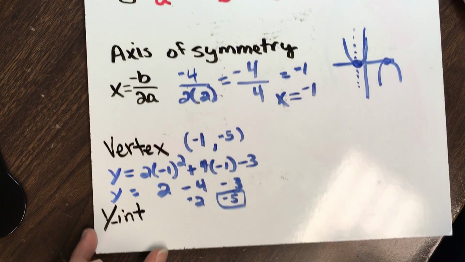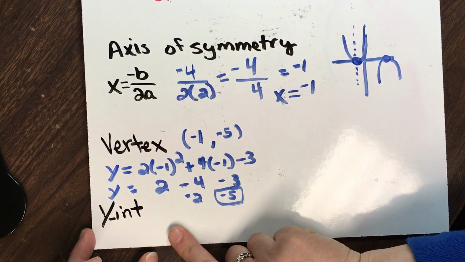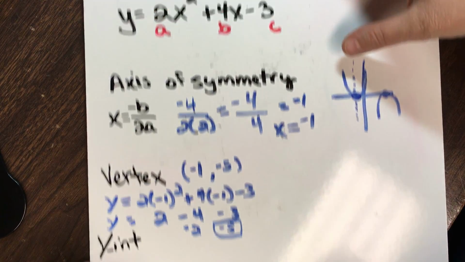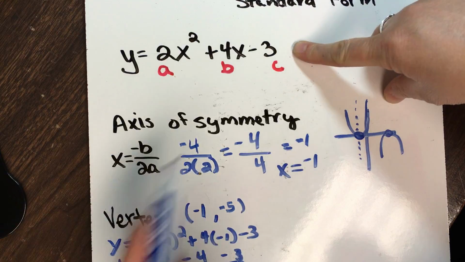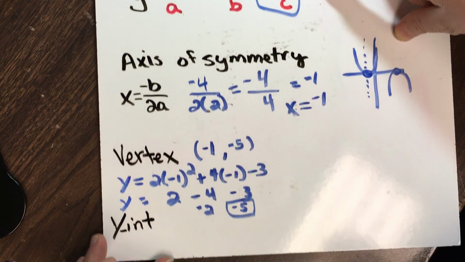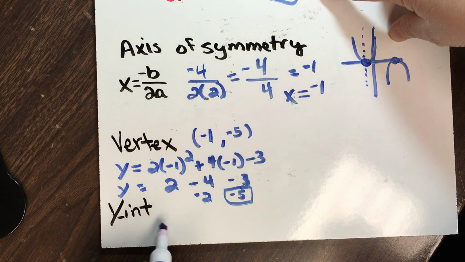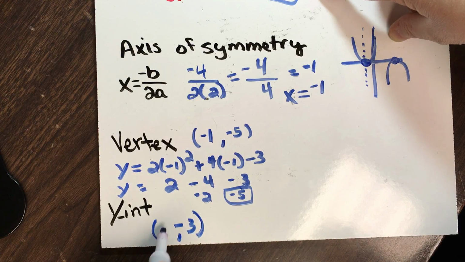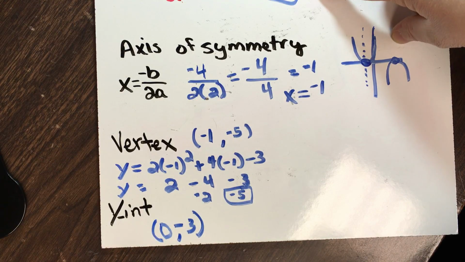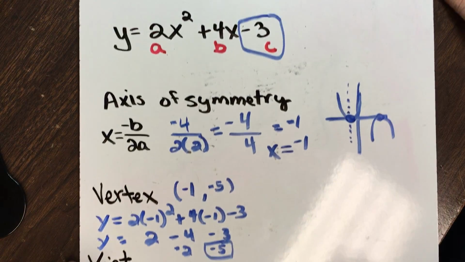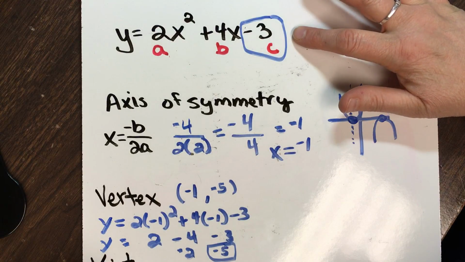The last piece that we need to figure out on here is our y-intercept. Our y-intercept is our c value. That's right here. So I'm going to take my c value and put it in an ordered pair. So this is my y value, and we know when it crosses the y, it's at 0 for x. So this would be my y-intercept, and that came from right here in my equation.